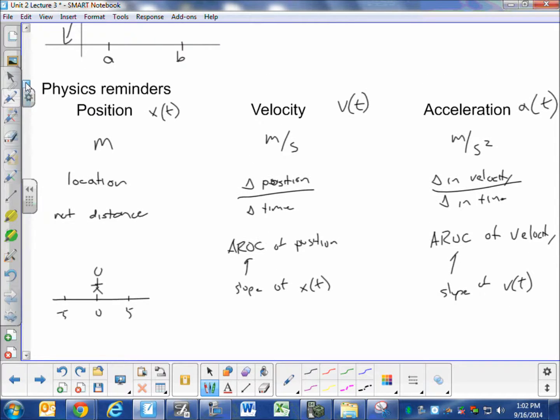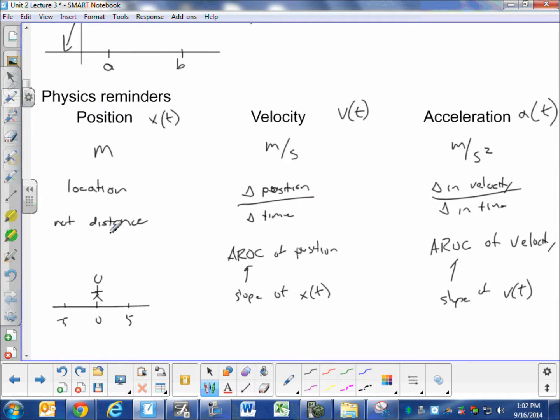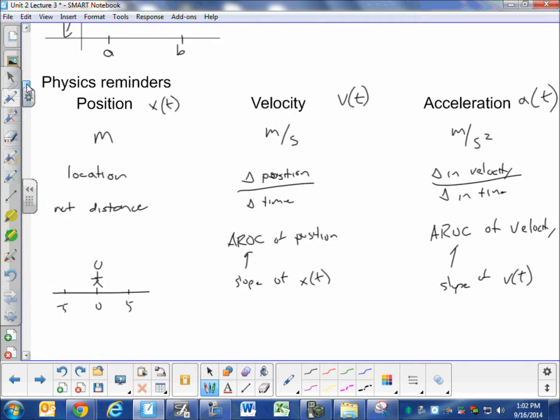Okay? So these are all related. To get velocity, you look at position over time. To get acceleration, you look at velocity over time. They're all kind of slopes of one another. Velocity really is the slope or the average rate of change of position. Acceleration is the average rate of change of velocity.